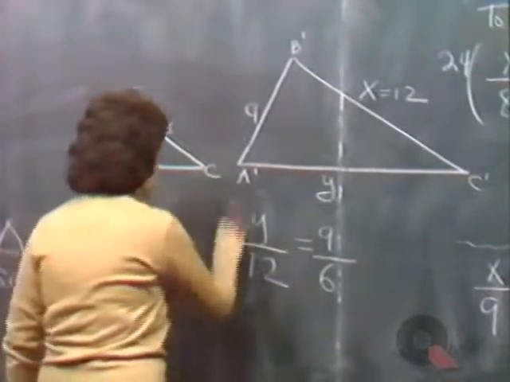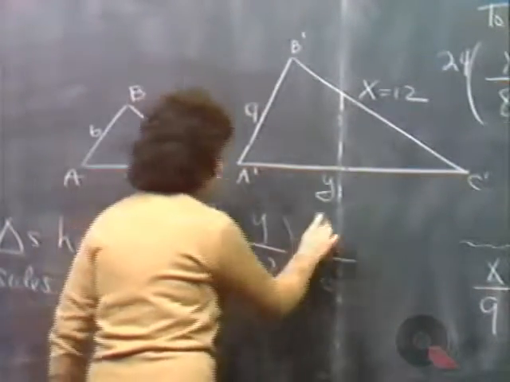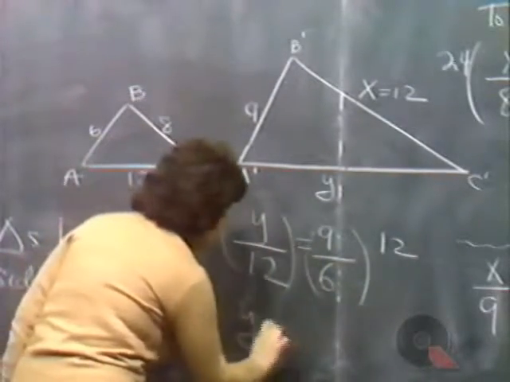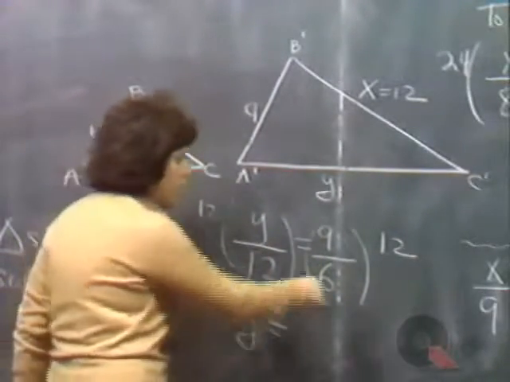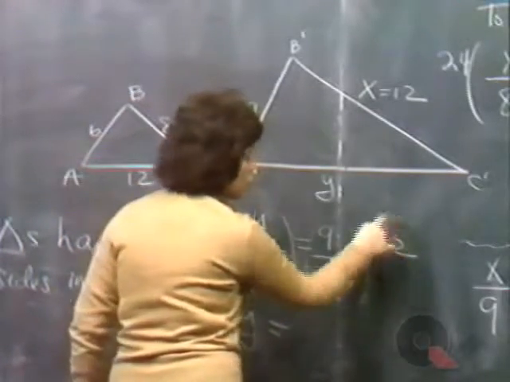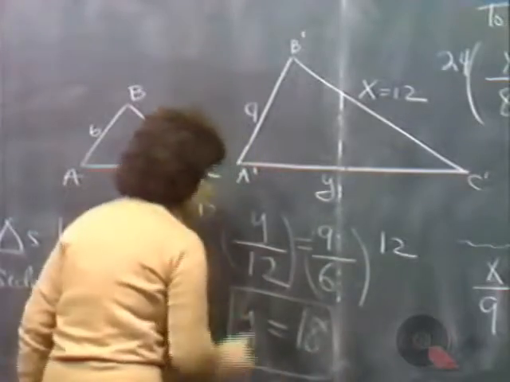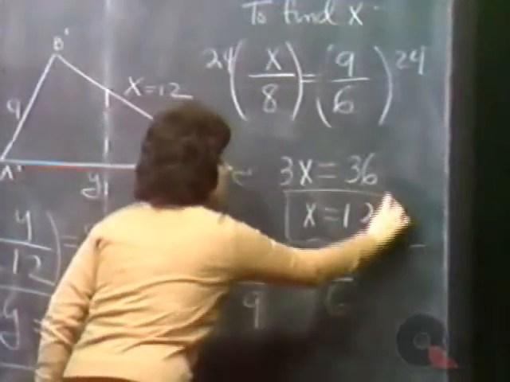Multiplying both sides of this equation by the LCD, which is 12, we get y is equal, here the 12's cancel, you just get y. Here 6 into 12 gives you 2, 2 times 9, 18. So we have y equals 18 and x equals 12.